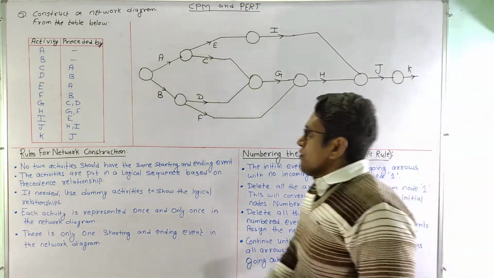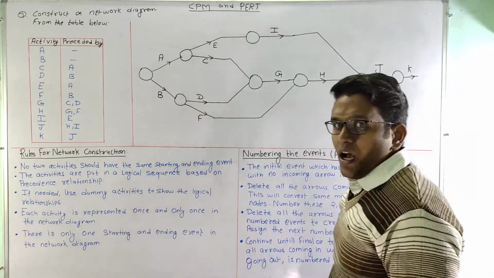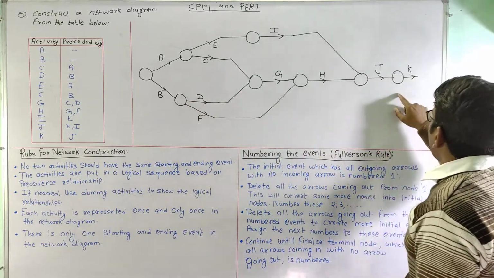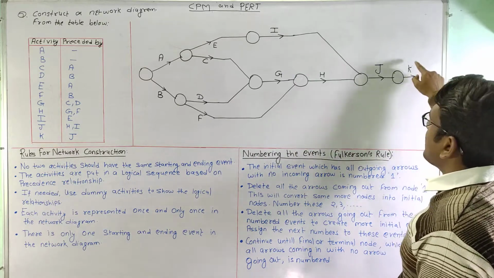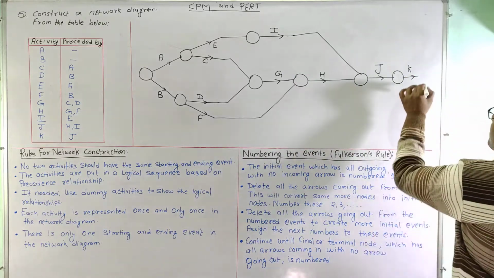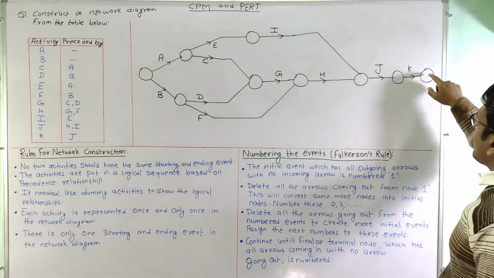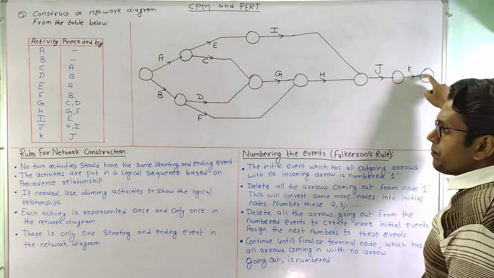Now there are no further activities, so we will see how many open activities are there, and we can find out that only activity K is an open activity. So we will connect this open activity to the final or terminating node.